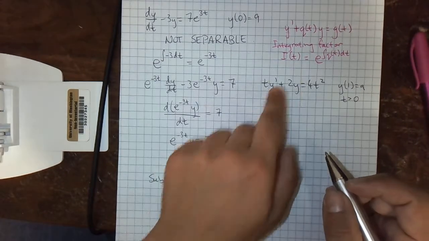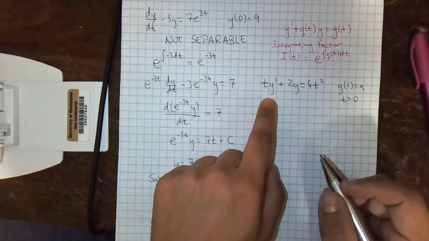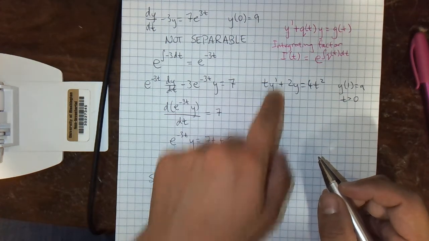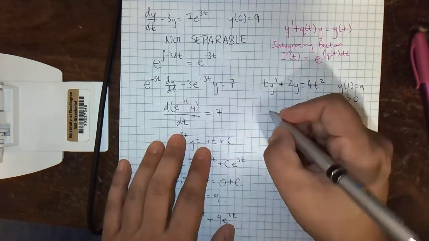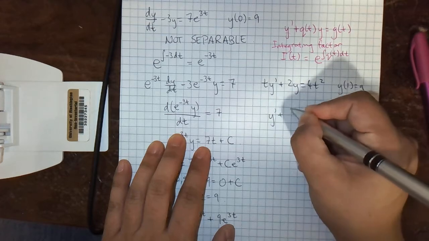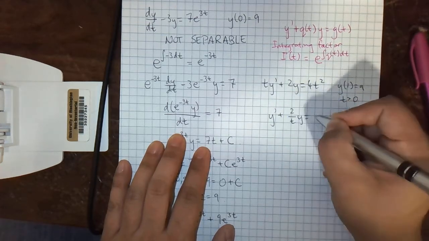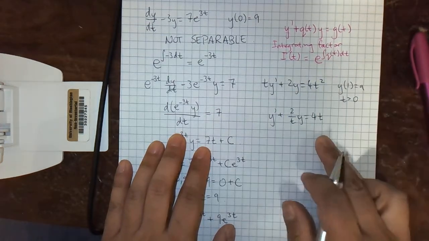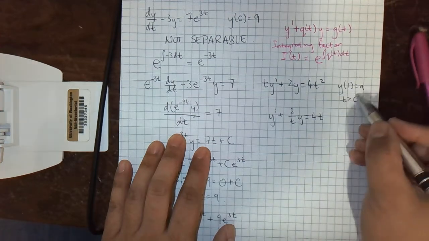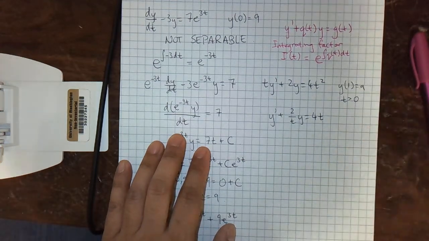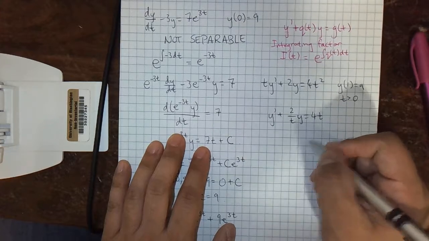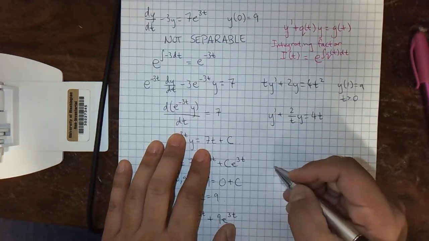Okay, so first of all, not in this format. I don't have y prime by itself. So I'm going to have to get it in this format. I will divide both sides by t. So y prime plus 2 over t y equals 4t. Okay, I already see that t can't be 0. So maybe this already helps. We'll talk more about specifically why later.